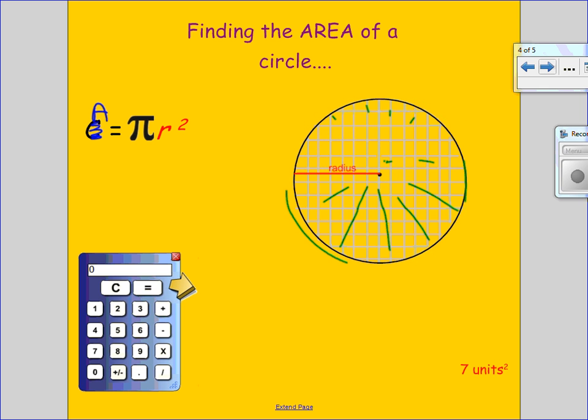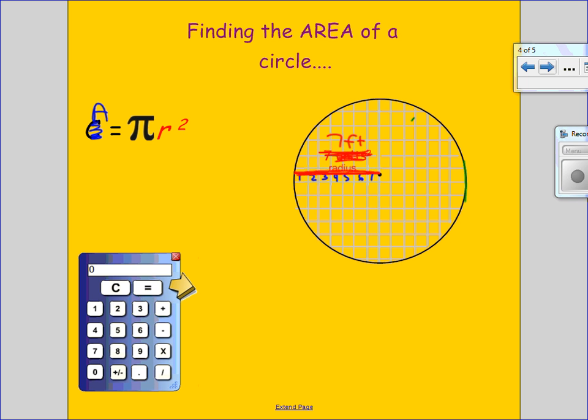So let's say that we have 7 units across. If I count, I have 1, 2, 3, 4, 5, 6, 7 units across. 7 units, which means 7 units squared if we look at square units. Let's say this is 7 feet across. So the radius is 7 feet, and it's not squared yet, 7 feet.